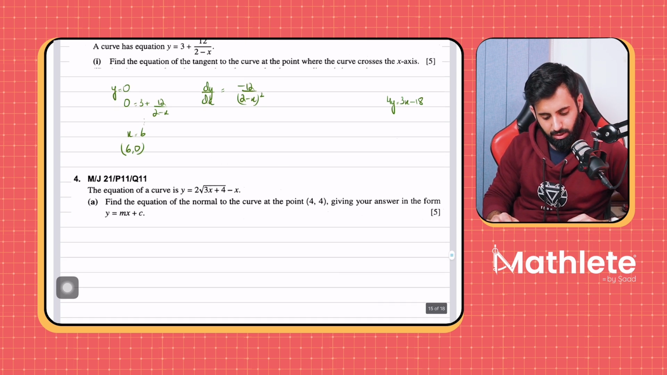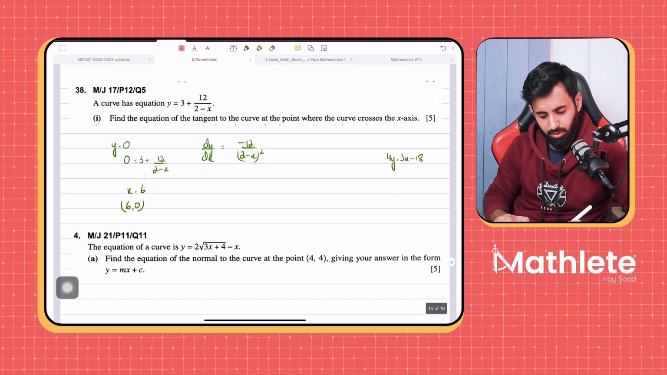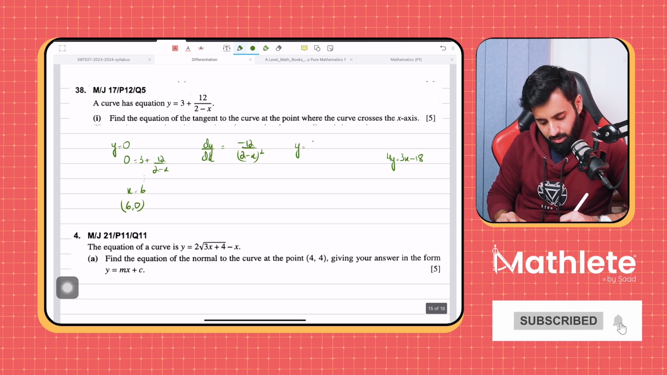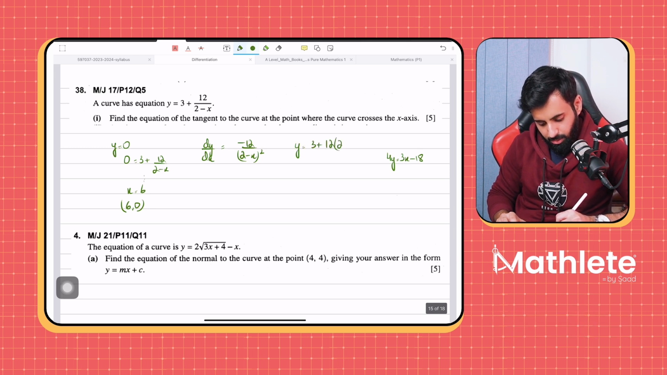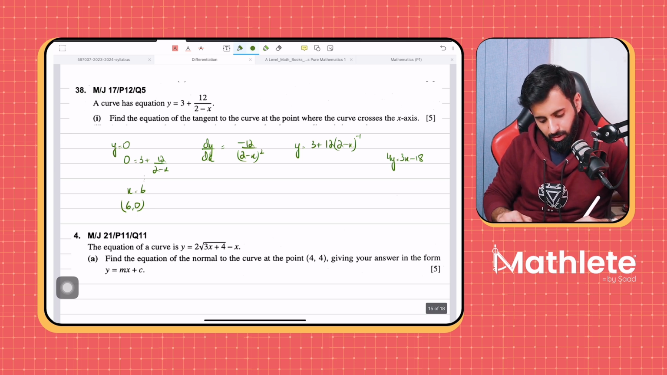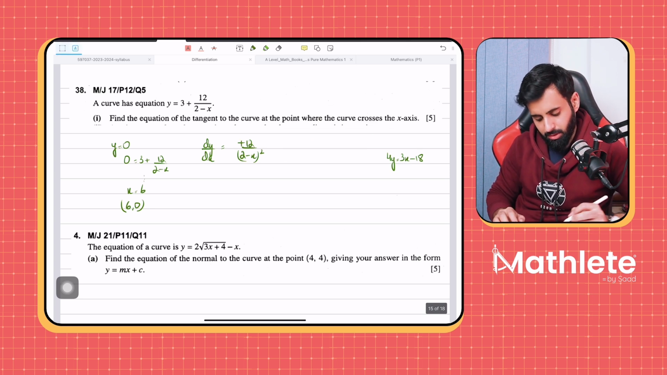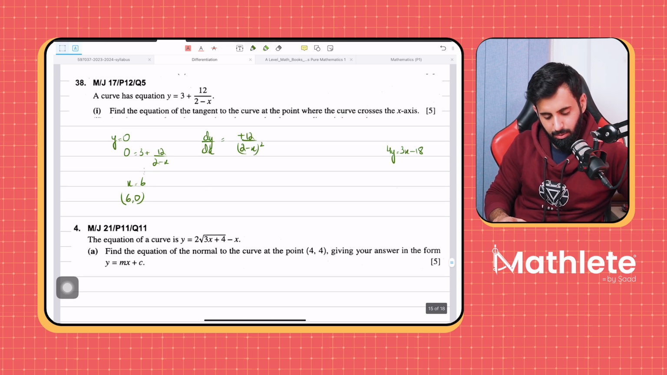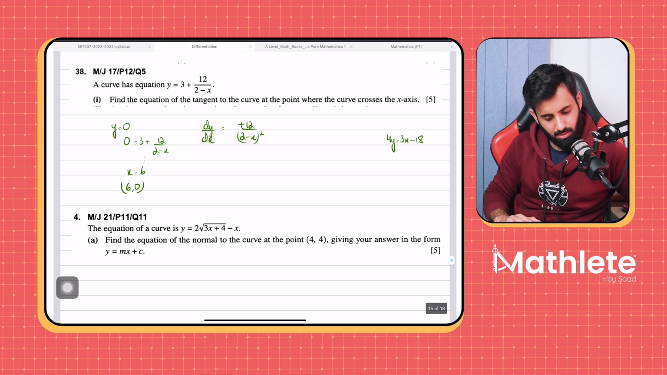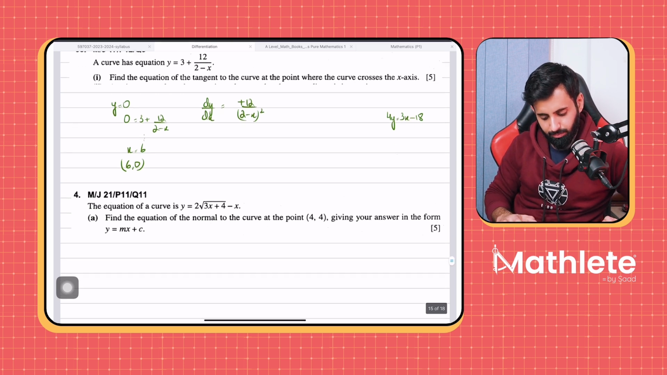Here's another question. How will it be minus 12? Yeah, sure, I can explain. First, we write it nicely so we can differentiate it: 3 plus 12 into 2 minus x to the power minus 1. I think you're right. It's going to be positive 12. Yeah, sorry, never mind what I said. It's positive 12, my bad. It will be minus 12, but then eventually it will become plus 12. Sorry about that. Now, do this question.